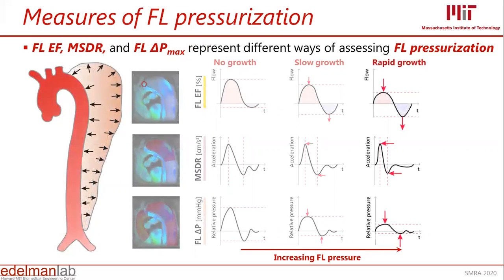However, as pressure and growth increase, we expect changes in our three parameters. Specifically, pressure overload increases retrograde flow through the opening tear, and thus FLEF increases. It decelerates blood more rapidly, and thus MSDR increases, and finally, it decreases the relative pressure difference between the ascending aorta and the false lumen.